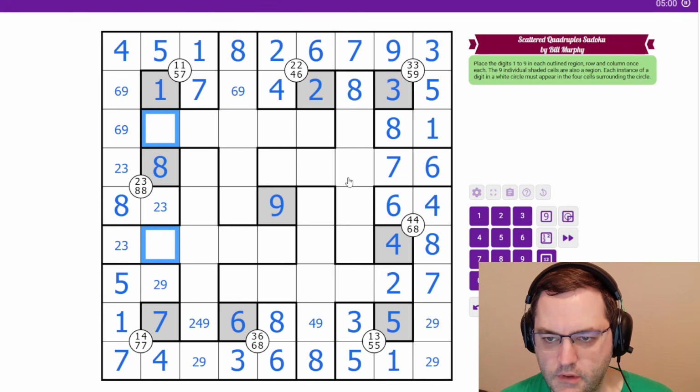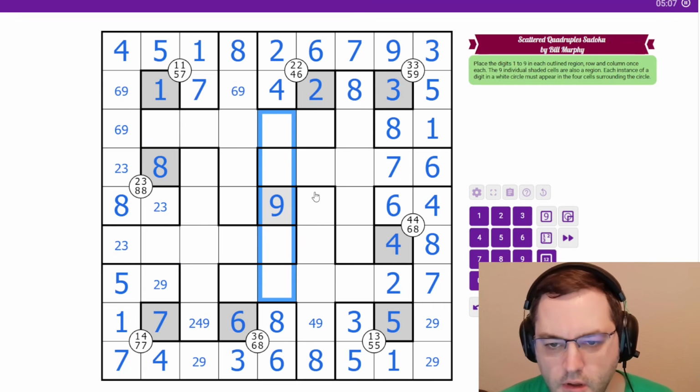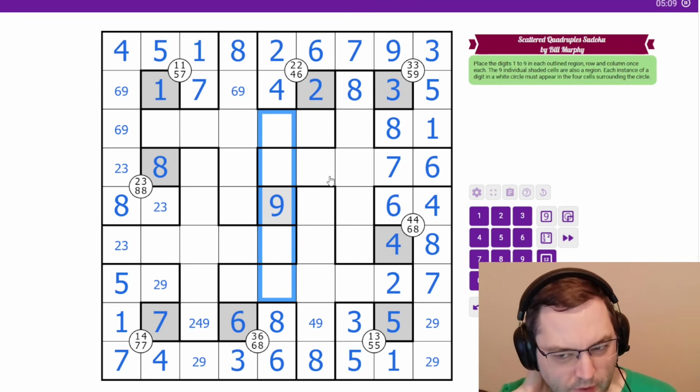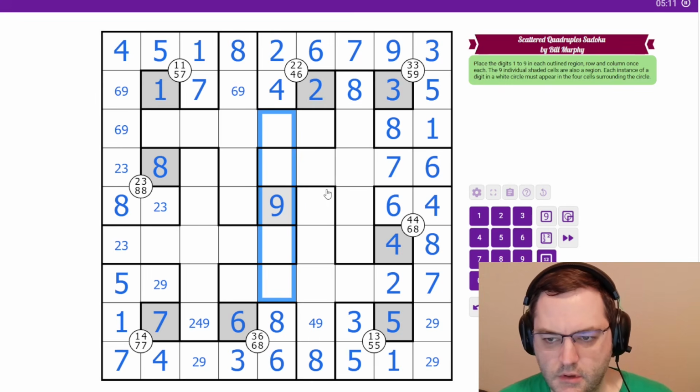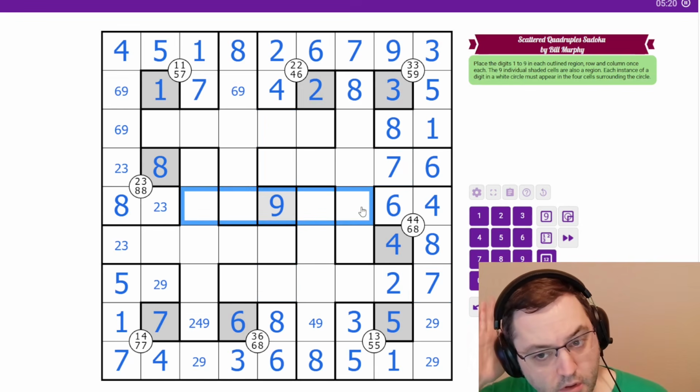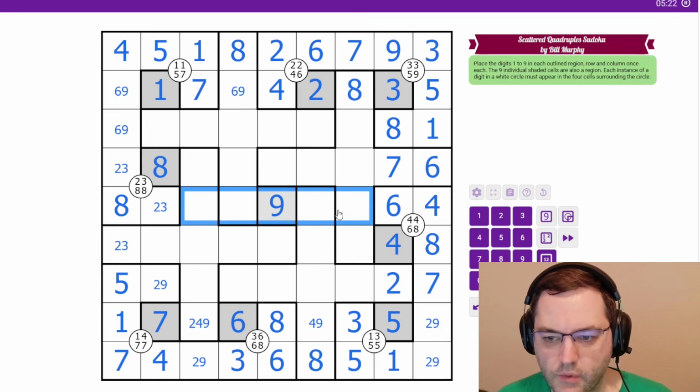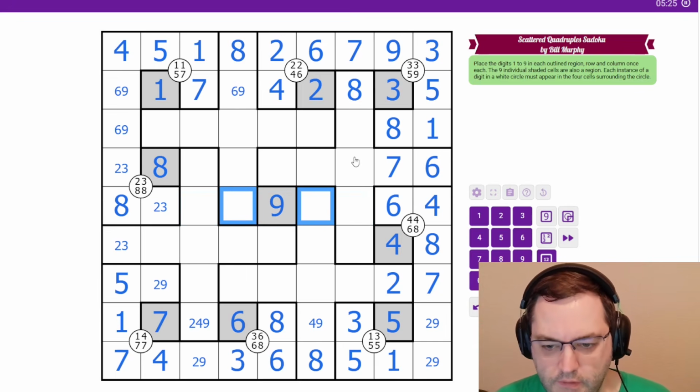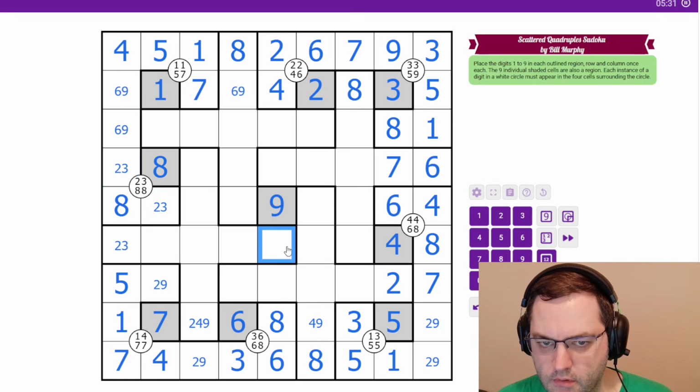Alright, where do we want to look next? I'm sure there's something blindingly obvious. We're missing some odd digits here, 1, 3, 5, 7. 7 is somewhat restricted, but I think it's okay in both of those places. 7 here as well. 7's in one of these cells. This is not resolved.